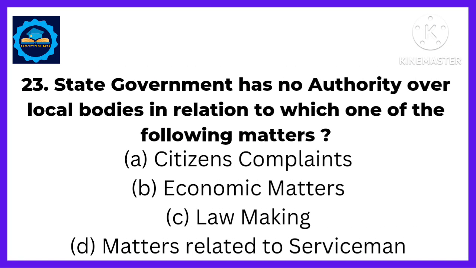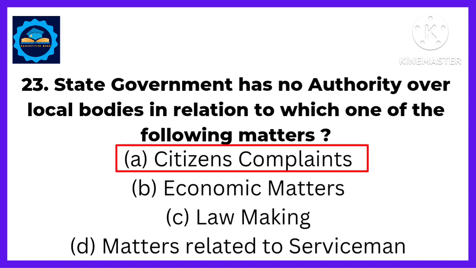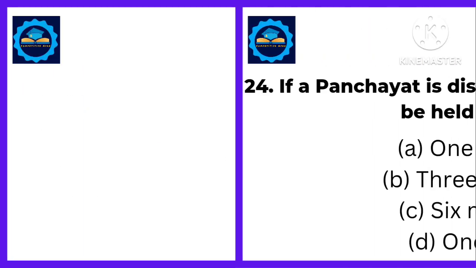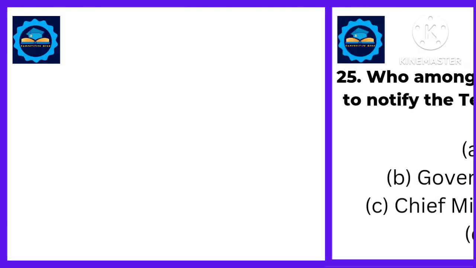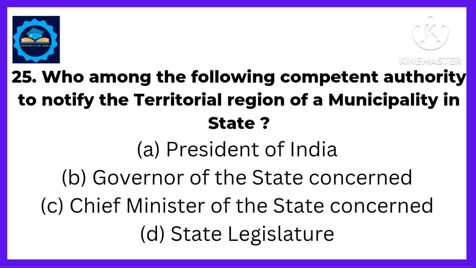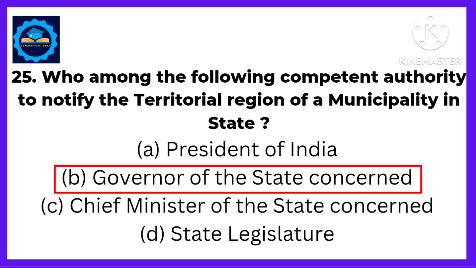Next, state government has no authority over the local bodies in relation to which one of the following matters? Answer: Citizens' complaints. Next, if a panchayat is dissolved, elections are to be held within? Answer: Within 6 months. Next, who among the following is the competent authority to notify the territorial region of a municipality in a state? Answer: The Governor of the state concerned.